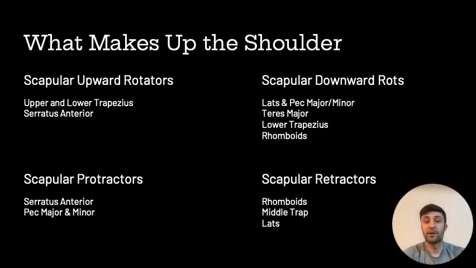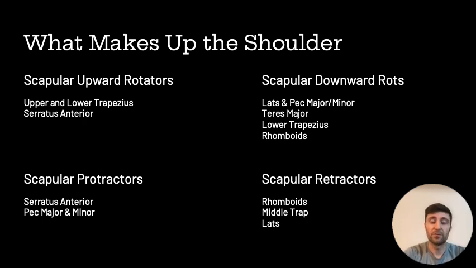Now, scapular upward rotators are upper and lower trap. So that's two parts of the trap working together. Serratus anterior, which is the big one. That's, again, that punching muscle. Downward rotators: lats, pec major, pec minor, teres major, lower trapezius, rhomboids. Protractors, again: serratus anterior, pec major, and pec minor. Scapular retractors: rhomboids, middle trap, lats. All of this is just to show you there is a lot going on at the shoulder.